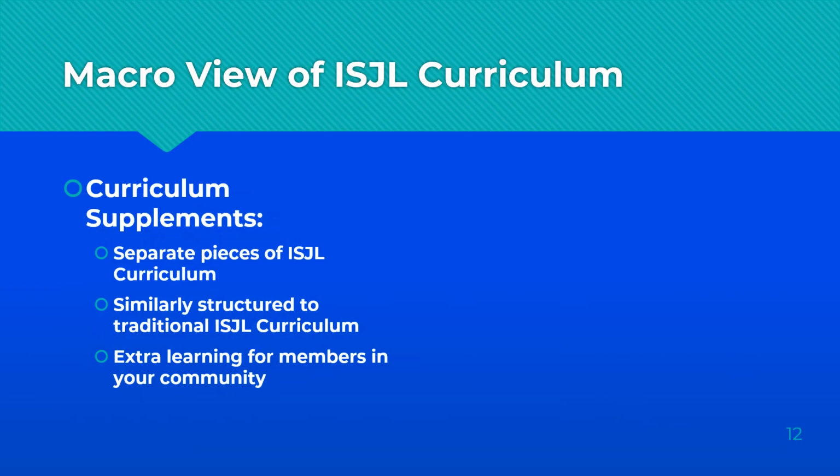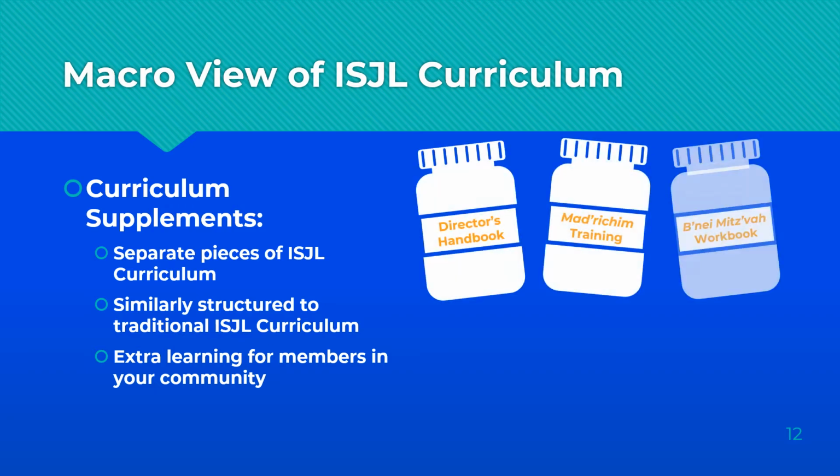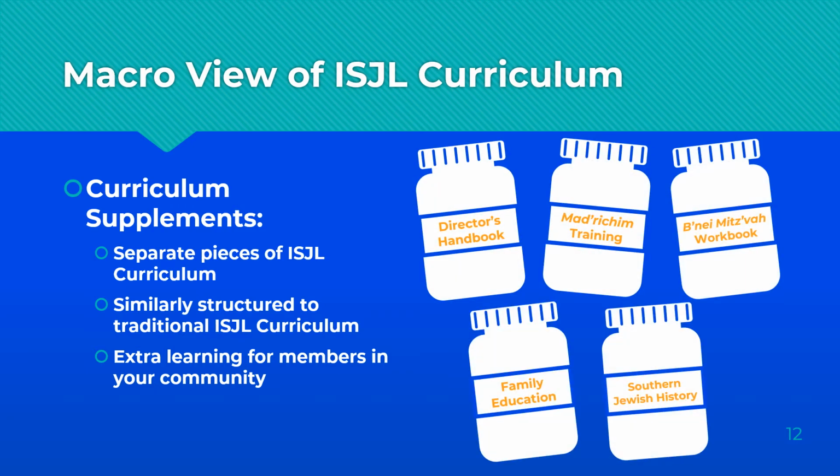Our last piece of information about the ISJL curriculum is our supplements. Supplements are separate pieces of curriculum that are not included in the pre-K through 12th grade curriculum. Although the supplements are similarly structured to the traditional curriculum, they offer some extra learning for members of your community. Some supplements included are Madrakim curriculum and family curriculum.